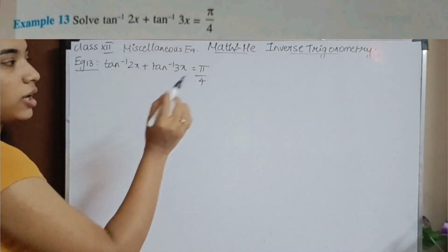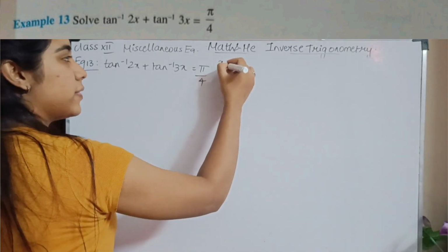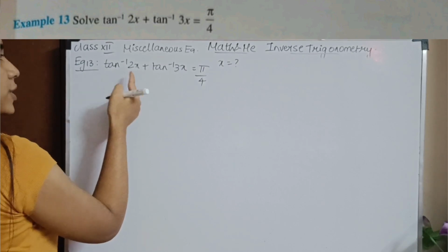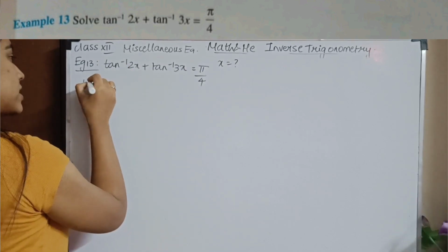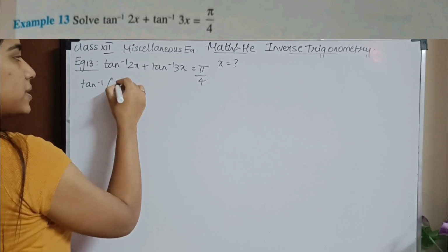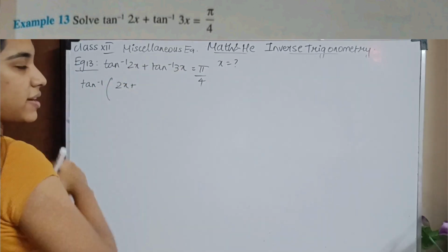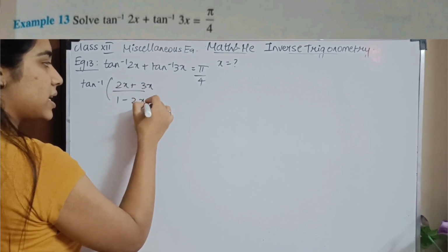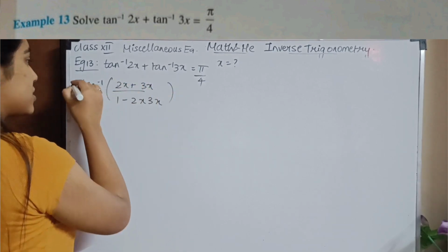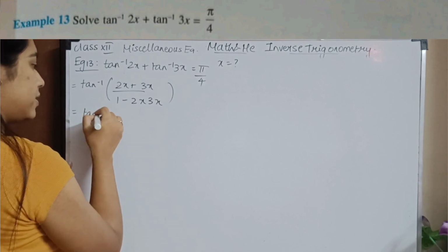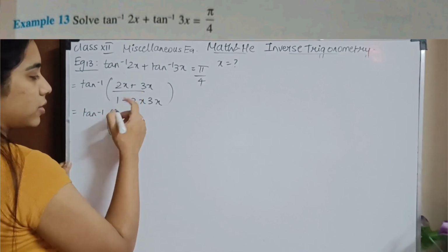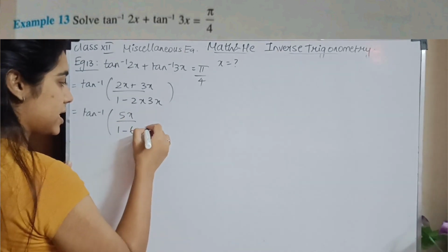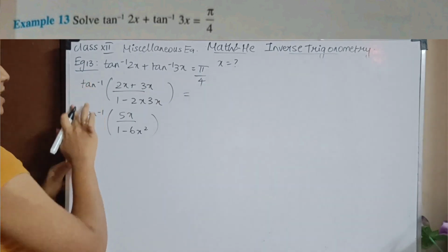Example 13. When they say solve, you need to find the value of x. So here we have tan inverse of a plus tan inverse of b. Shall we apply the formula? So what is my LHS? First I'll solve my LHS. Tan inverse of a plus tan inverse of b is tan inverse of a plus b divided by 1 minus ab. So 2x, 3x. So this is my LHS. So I'll have tan inverse of 5x divided by 1 minus 3 2s are 6, so 6x square.